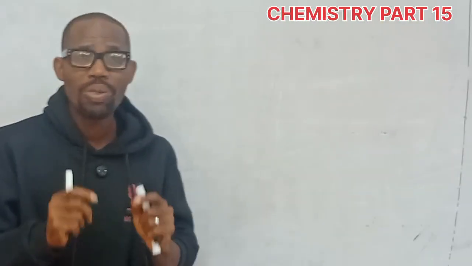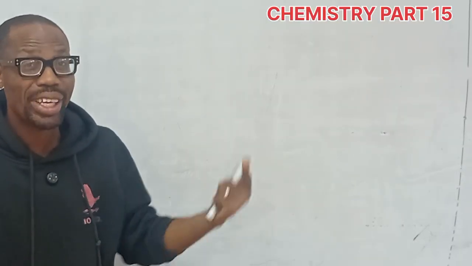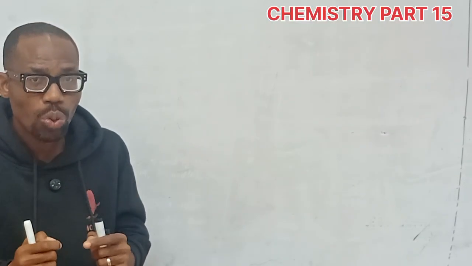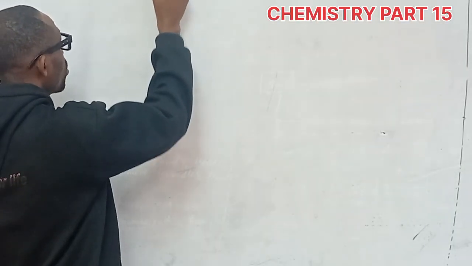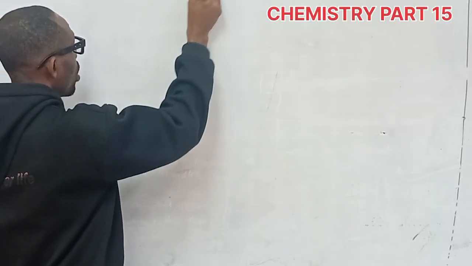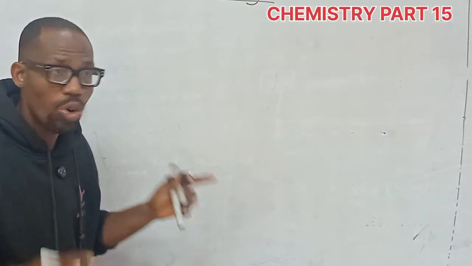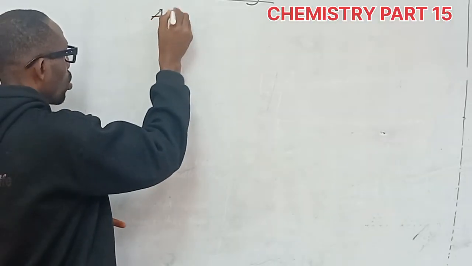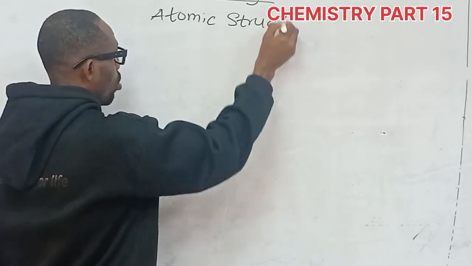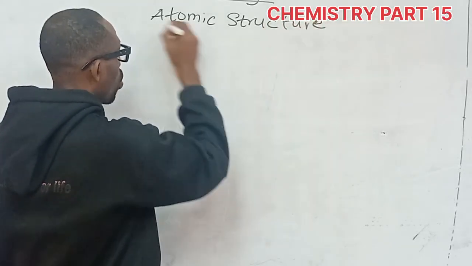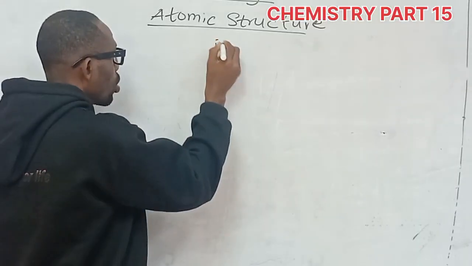Do you know that when an atom loses an electron or gains an electron, it becomes what? An ion. That takes us to the subject, chemistry. And in chemistry, we'll be discussing atomic structure. And in atomic structure today, we'll be talking about ion.